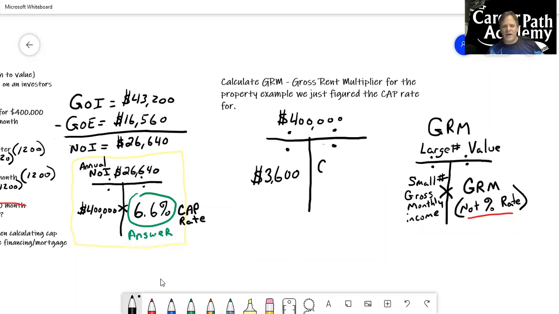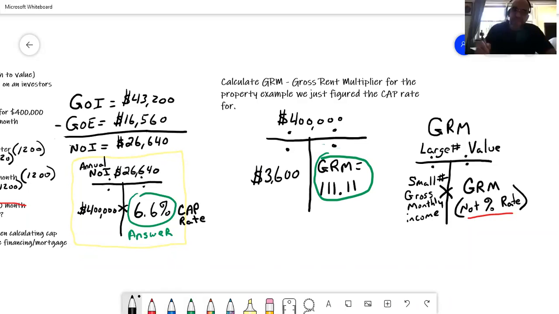So the GRM equals 111.11. Now, that is the correct answer, but there is no such thing as a good GRM. A GRM is an insignificant number. The number itself is insignificant. So what is it used for?